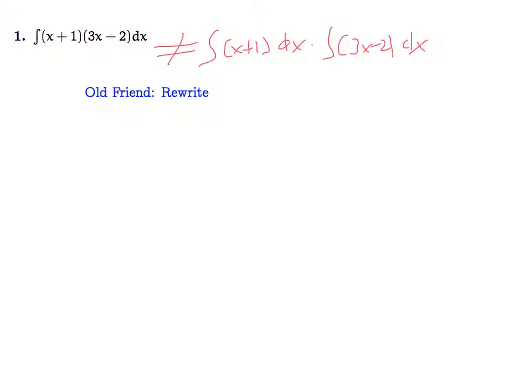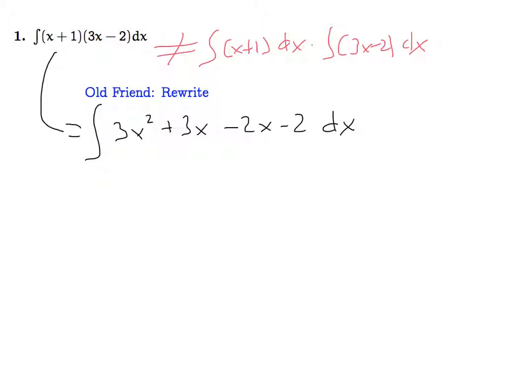And what our good friend rewrite says is that this is going to be equal to the integral, and now we just need to multiply things out. So we're going to get 3x squared plus 3x minus 2x minus 2. And now this is something we can take the integral of, because we just need to break this up into a few separate integrals. Actually, I'm going to simplify first, because it's going to make my life easier if I have one less integral to do. Okay, so now I break them up.